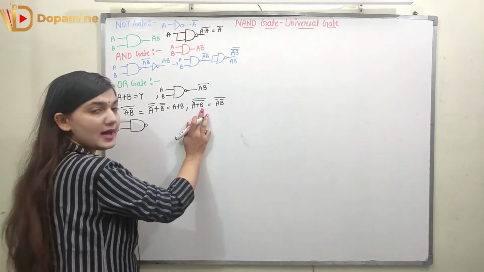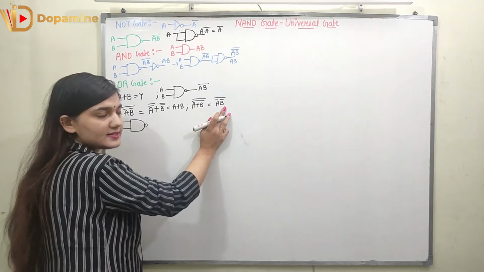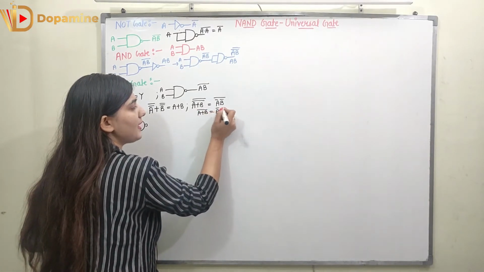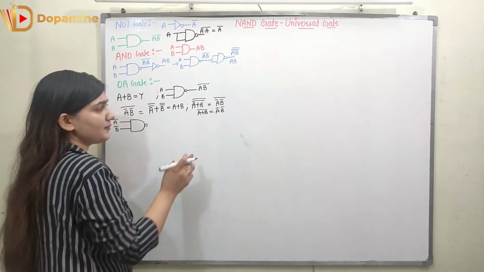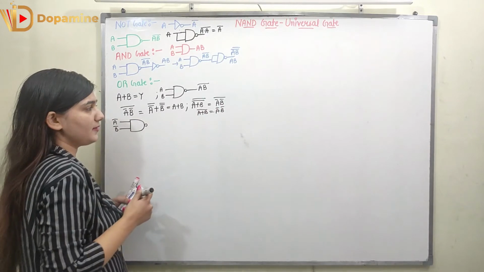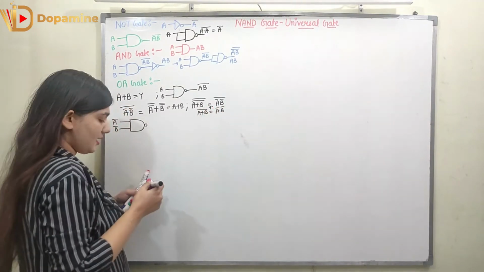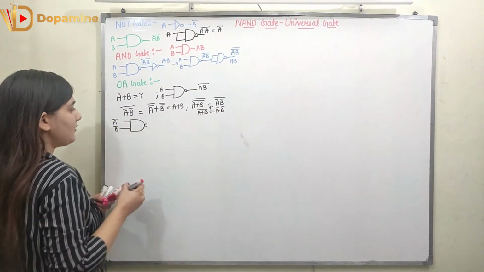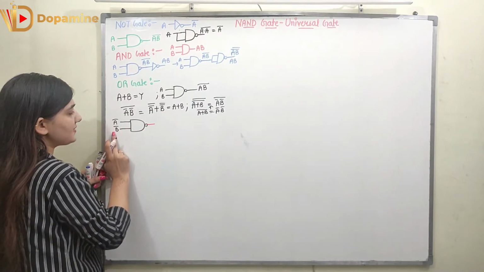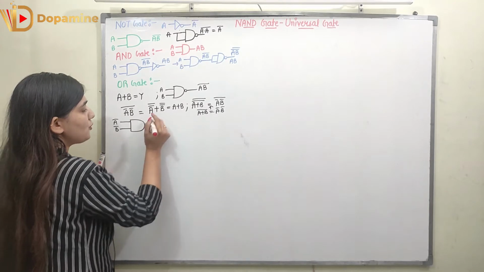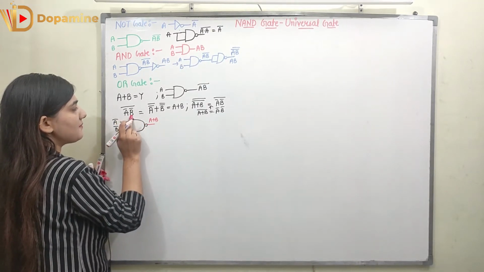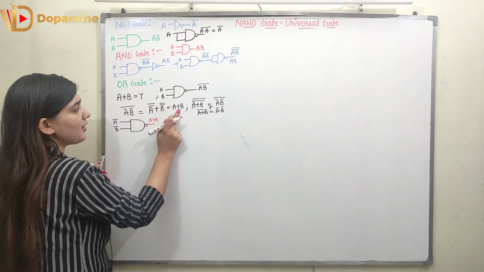So A plus B whole bar is A bar into B bar. That is De Morgan's law. A plus B whole bar is equal to A bar into B bar from De Morgan's law. And here if I have one more complement, I will have one more complement over here. So I will get this. Right? So now over here we have to get the output like this. If I have two inputs as A bar and B bar, the output of the NAND gate will be A plus B. Two inputs are A bar and B bar. The NAND gate output is equal to A plus B.